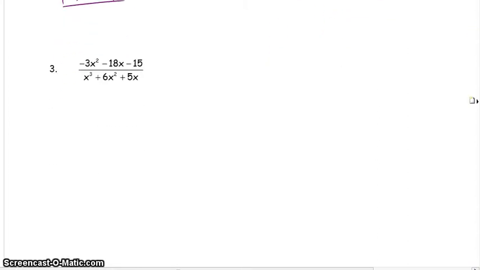Looking at number 3, we have to look, okay, is there a GCF that I could pull out? Well, if you notice, you could pull out a negative 3 out of the top, leaving us with an x squared plus 6x plus 5. Make sure you know where I got all these numbers from. And in the bottom, well, first we have to see if there's a GCF. Oh, well, we could pull out an x. So when we do that, we're left with an x squared plus 6x plus 5.